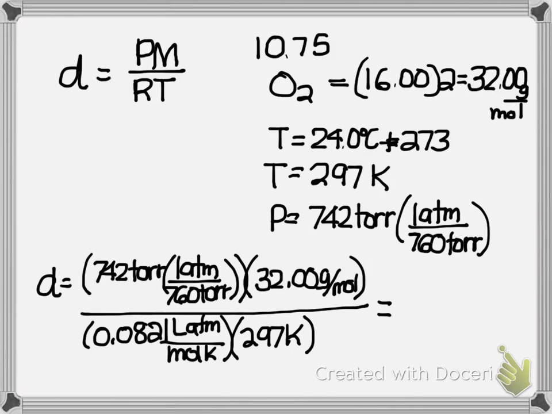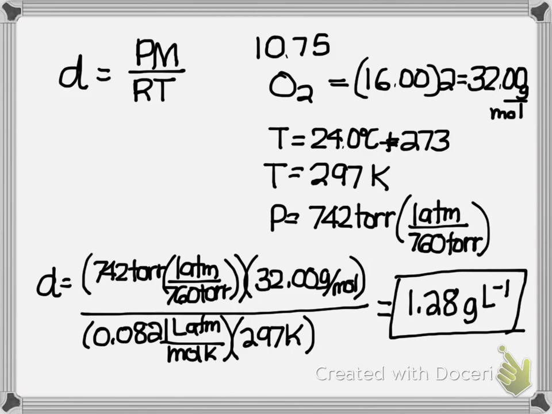When I solve this problem, I get that the density of oxygen at this pressure and temperature is 1.28 grams per liter. So that's the density of oxygen at the given pressure and temperature. Again, another way to use the ideal gas law.